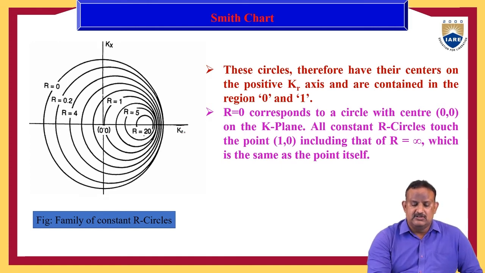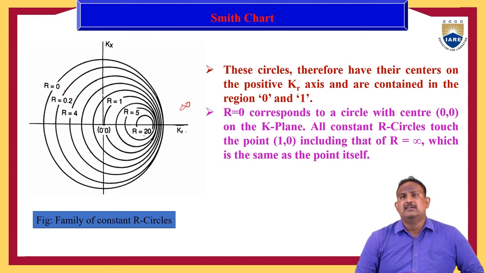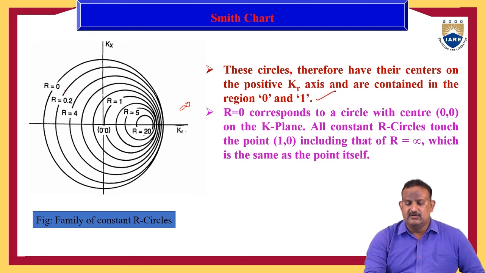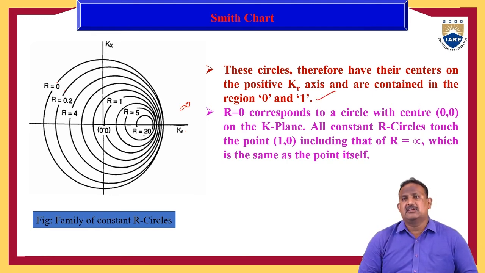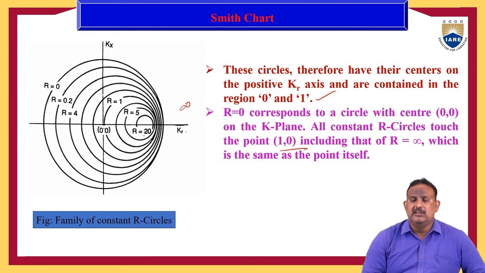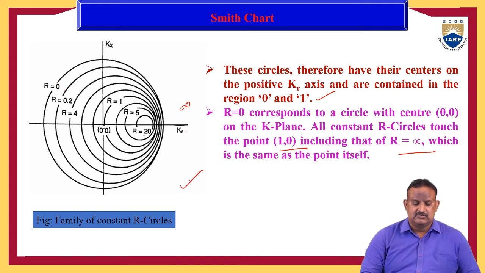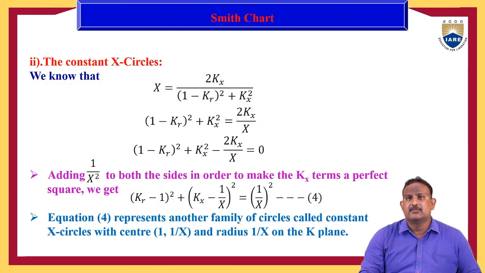All the circles, so it is kr resistance, r equal to 0, 0.2, 0.4, 0.6, 0.8, 1, 2, 3, 4 up to infinity. We can represent up to infinity. So these circles therefore have their centers on the positive kr axis only and are contained in the region 0 and 1. Here r equal to 0 corresponds to a circle with center (0, 0) on the k plane. All constant r circles touch the point (1, 0), including the r equal to infinity circle also. So this is a family of resistance circles.